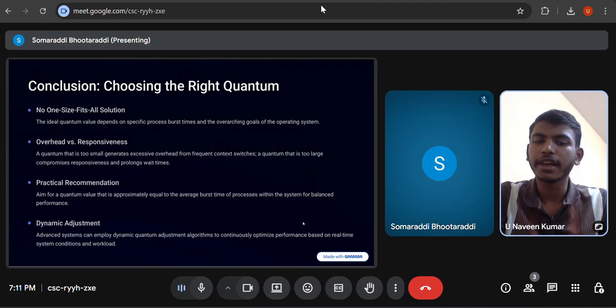And the next one is the practical recommendation: choose a quantum near the average CPU burst time for the best result. For example, if the average burst time is equal to 6 milliseconds, the quantum can be 4 to 8 milliseconds.